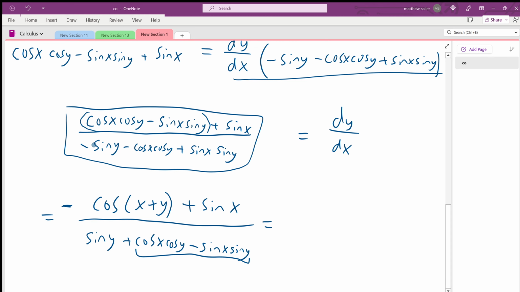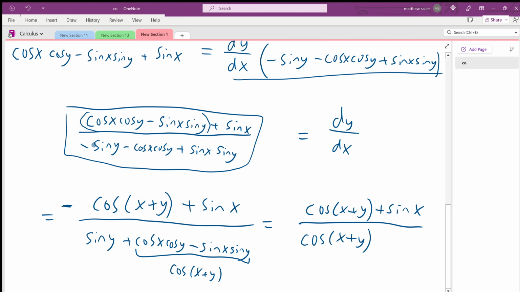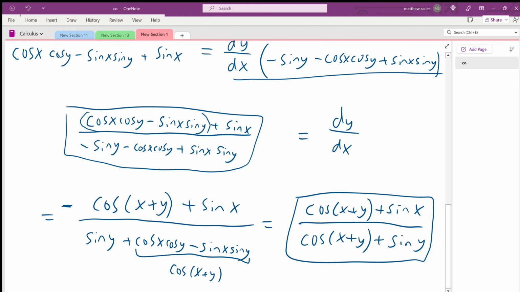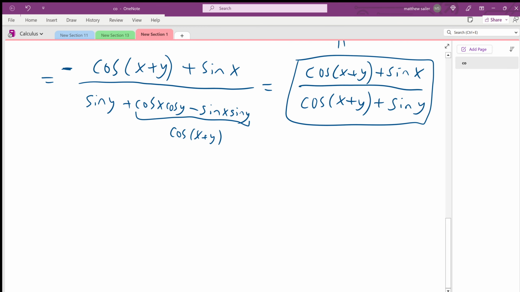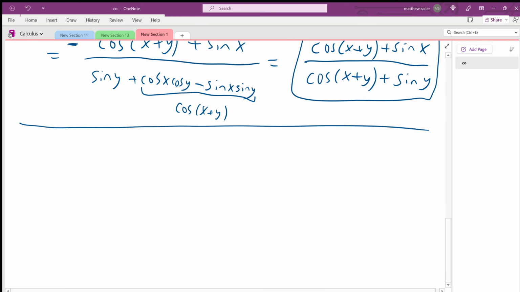So this now becomes cosine of x plus y plus sine of x over, and again this is now also cosine of x plus y. So we have another cosine of x plus y on the bottom now, plus sine of y. And that is a much nicer looking and more condensed, more concise answer for dy dx. Alright, let's move on to one last problem.